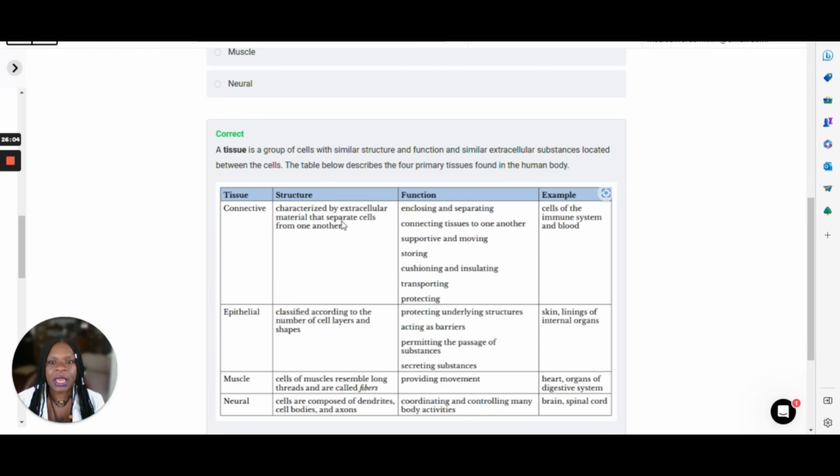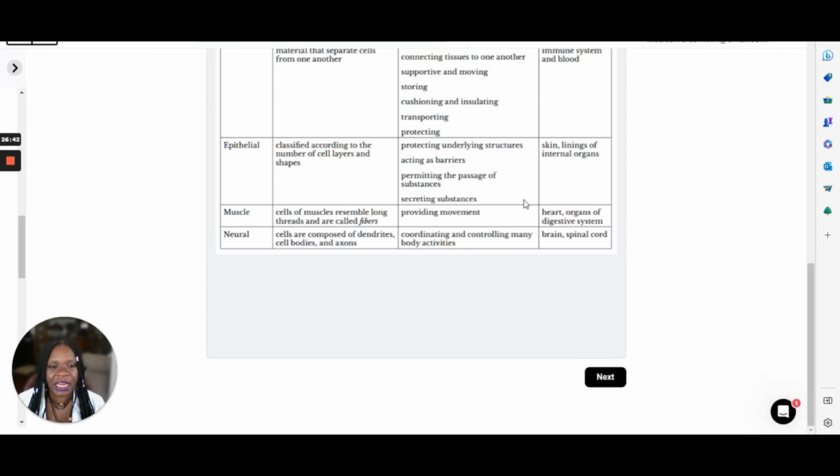However, connective tissue is characterized by extracellular material that separates cells from one another. The functions include enclosing and separating, connecting tissues to one another, supportive and moving, storing, cushioning and insulating, transporting, and protecting. So immediately right here we have an example that shows it's going to be cells of the immune system and of the blood, whereas epithelial is going to be on the surface, skin, and the linings of your internal organs. Okay, so definitely keep that in mind if you happen to see a question similar to this. Brush up on your anatomy where it comes to the different types of tissues.